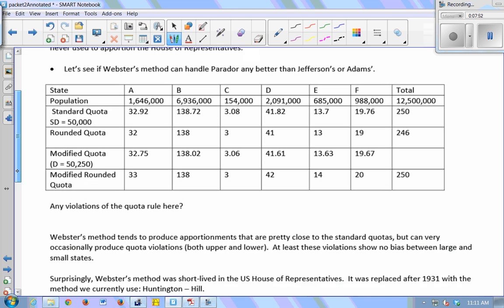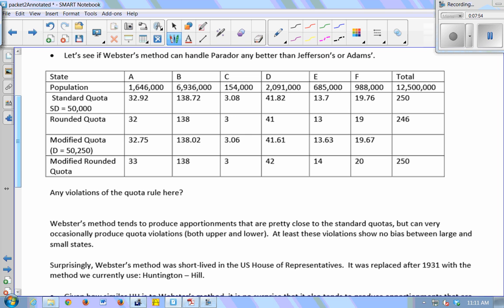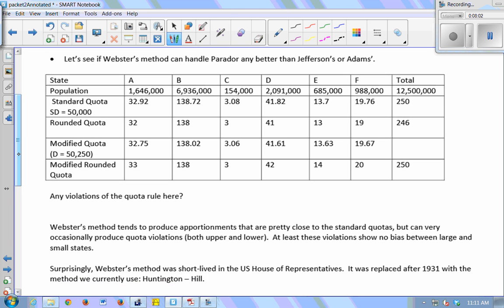All right, let's take a look at Webster's method. Here's Webster's method carried out. Hopefully I did it correctly. I did not. Look. Okay, so Webster's method, let's go through and fix it. So we get the standard quotas. Those are all right. Divide everything by the standard divisor. And then rounded quotas for Webster's, you're supposed to round using the standard rounding method.